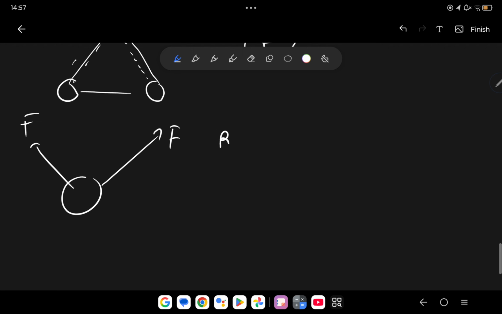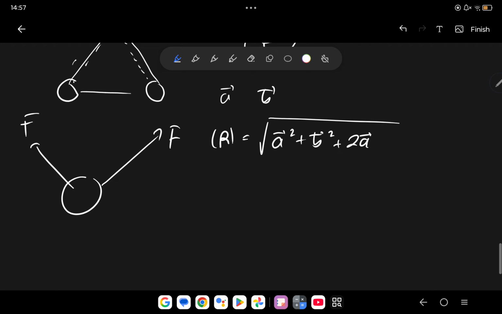If you have 2 vectors, let's call them vector A and B, the resultant of both of those vectors is equal to A squared plus B squared, I think it's minus. Or is it plus? Wait, hold on, let me check. Is it plus? Oh, it's plus. Plus 2AB cosine theta. What is cosine theta? This is cosine theta.